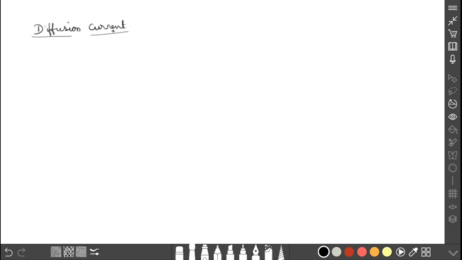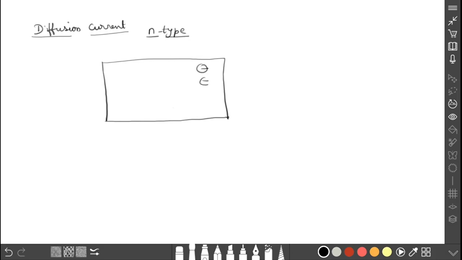So by means of a diagram only I can explain it. Now you see, this is the semiconductor. Two types of semiconductors we have. For example, I am considering an N-type semiconductor. As you know well, N-type semiconductor means electrons are the majority charge carriers. Now you see here more number of electrons.